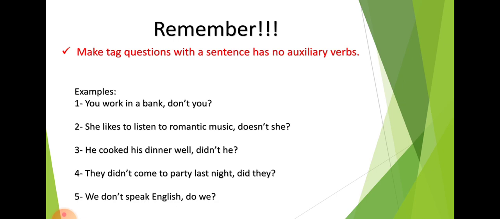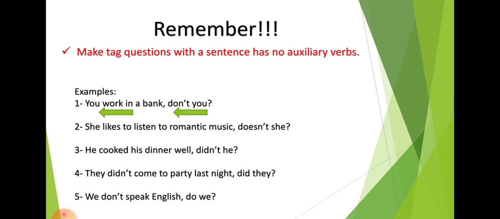Remember, make tag questions with a sentence that has no auxiliary verbs. We have 5 sentences here with no auxiliary verbs. First example. You work in a bank, don't you? Look at the verb here. The main verb is work, which is in the present simple. So the tag question must be in present simple, but because the first sentence is positive, the tag question must be negative. You work in a bank, don't you?